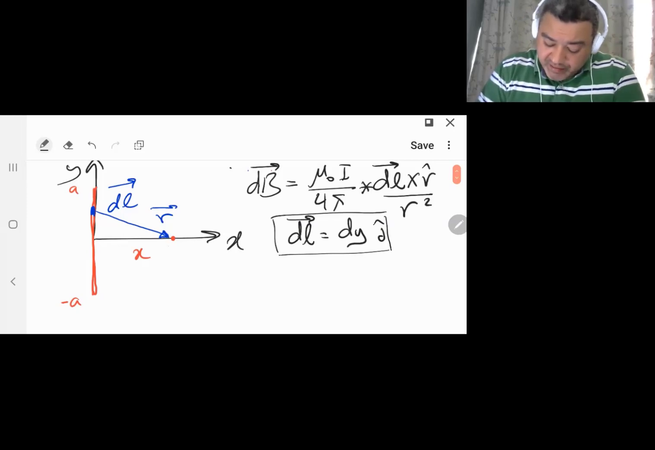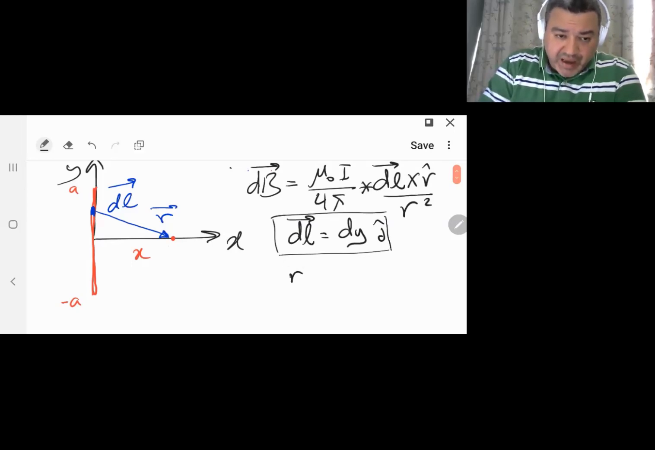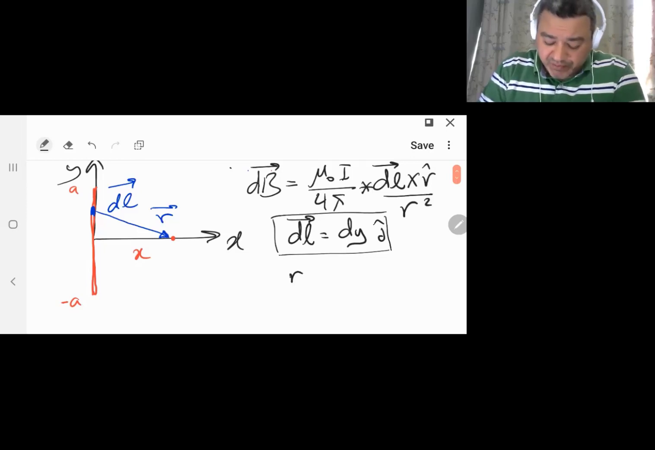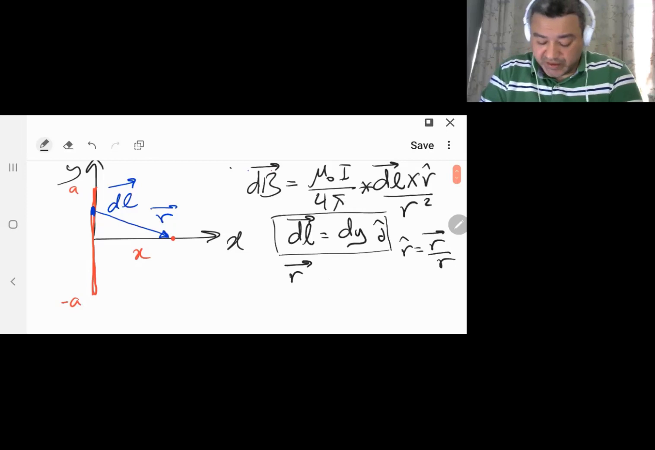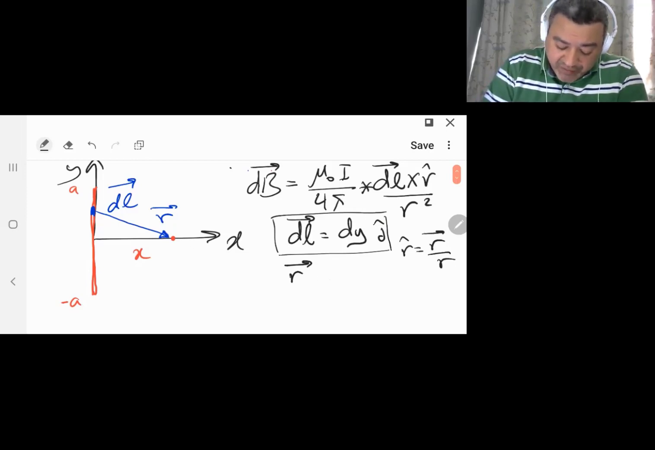R, again, we have seen how we can represent R here in case of an X and Y. I will be varying along the Y axis, so my variable is going to be dy. I want to make everything in terms of Y and X. So I have R hat. Don't forget that this R hat equals the R vector divided by the R magnitude. We've seen that before in the electric field. So what is this R vector?